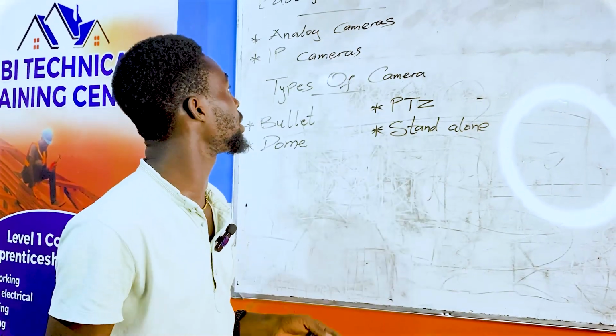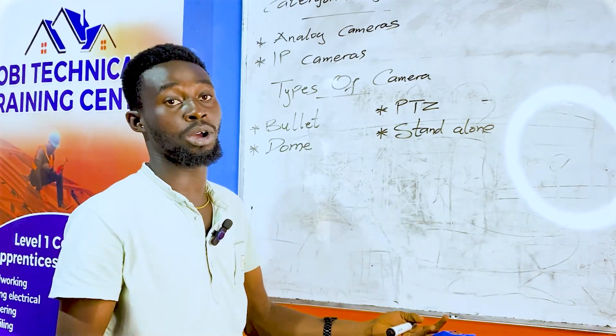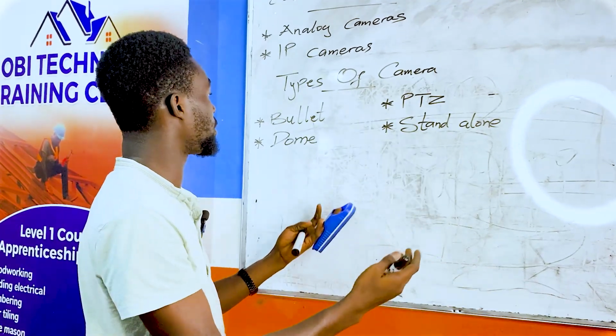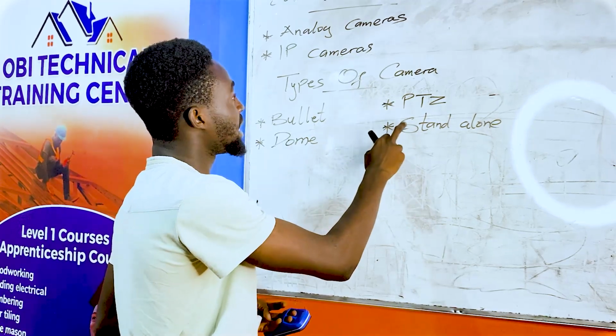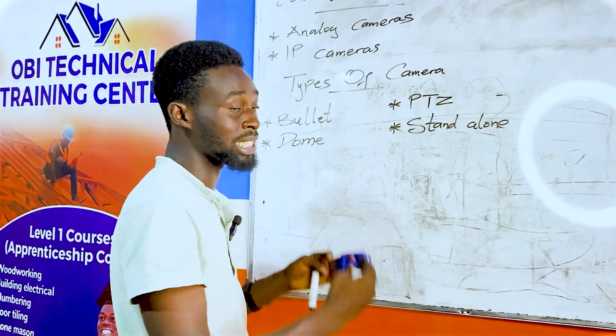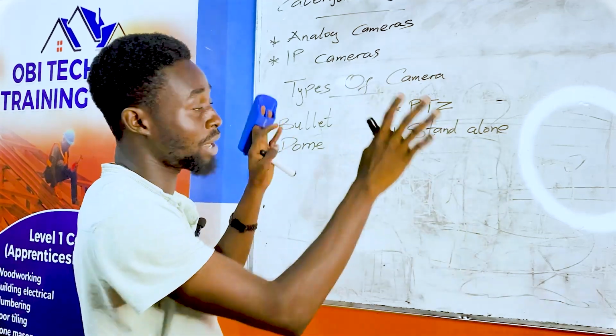Now with the analog cameras, there are so many types of cameras. We have the bullet camera, we have the dome camera, we have the PTZ, and then we have the standalone cameras. Like I said, don't forget, we'll be basing today's lesson on the analog cameras. But before that, let's talk about some of the types of cameras we have in general.